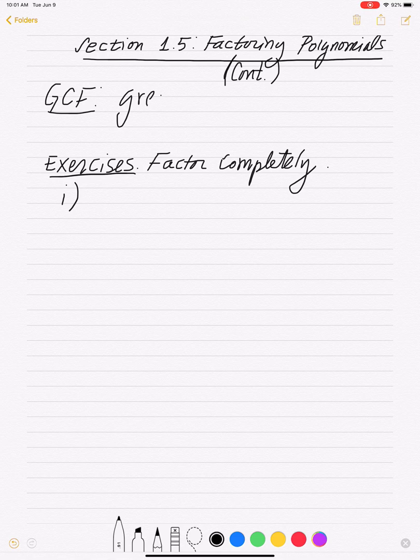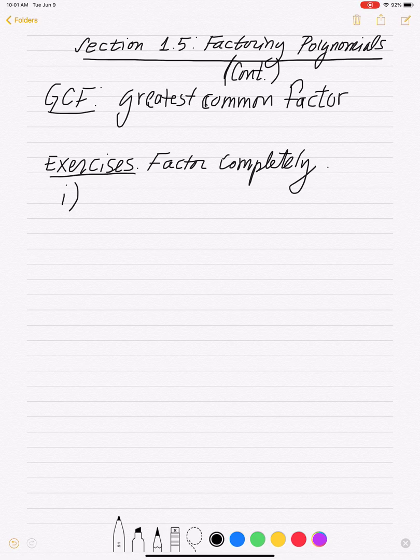Greatest common factor. Greatest common factor.